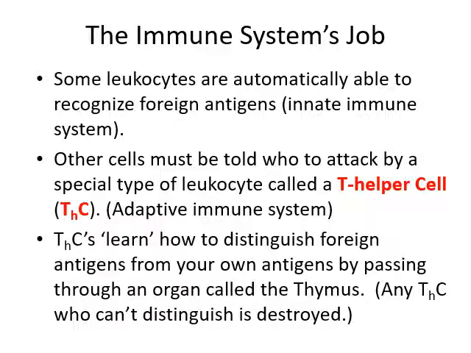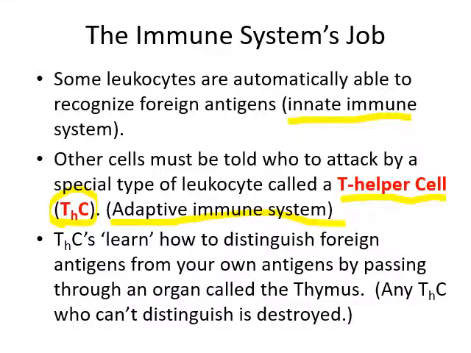All right, now the innate immune system, which I mentioned earlier: there are some leukocytes that are automatically able to recognize certain foreign antigens, and they are part of the innate immune system. There are other leukocytes that have to be told how to attack a foreign antigen, and they are usually told to do so by a type of white blood cell called a helper T cell, or T helper cell. And they are part of what's known as the adaptive immune system.